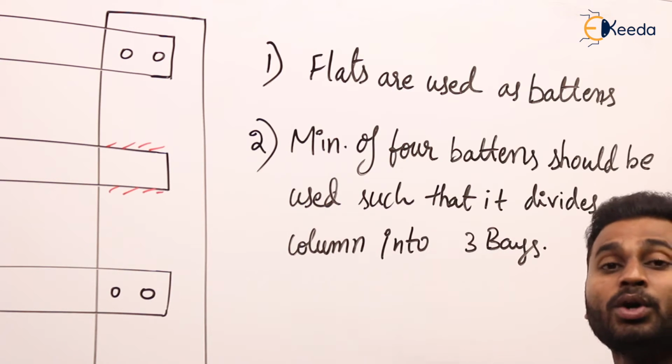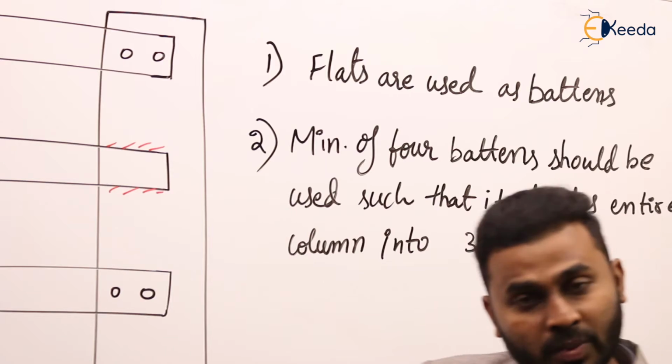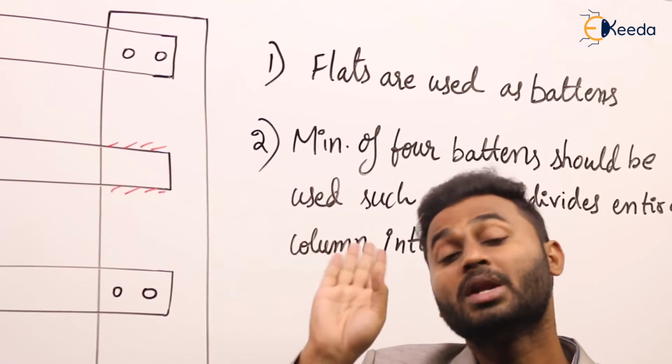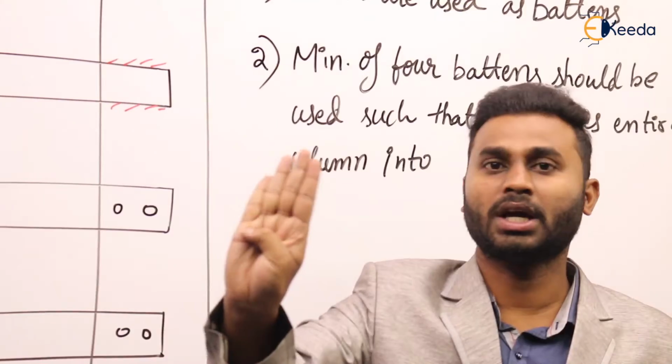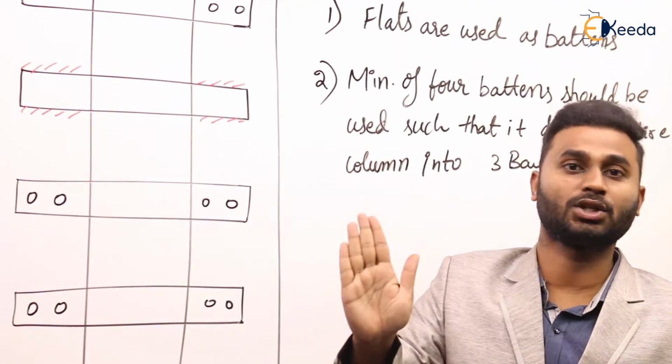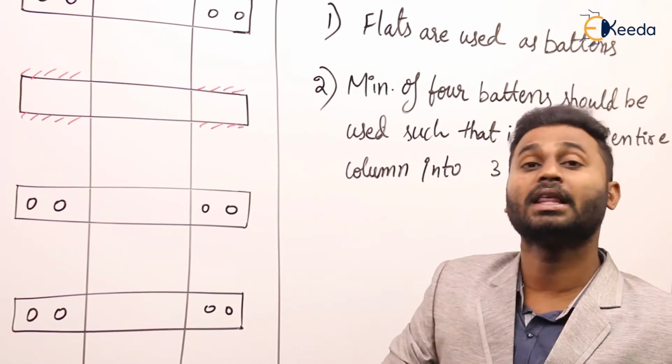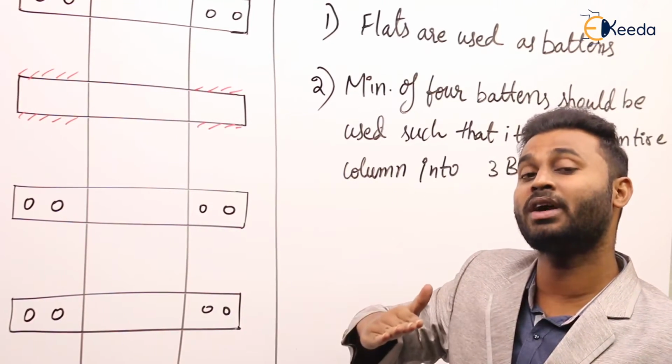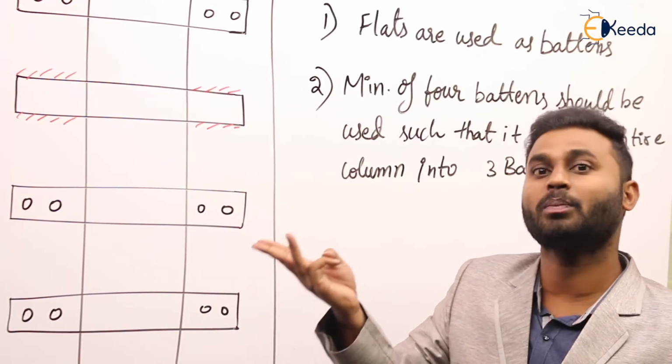So whenever we are going to connect two column components by using battens, then a minimum of 4 battens should be used. Okay, not 3, not 2. We should use 4 battens. That is a necessary condition. So if we use 4 battens, then the entire column is going to divide into 3 parts. That part is known as a bay.